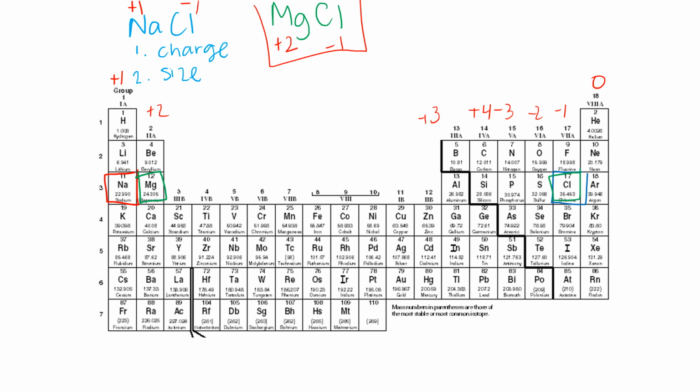So basically the number. Pretend like those negative charges are not even on there. So 1 times 1 is 1. 2 times 1 is 2. So magnesium chloride would have the greater magnitude.